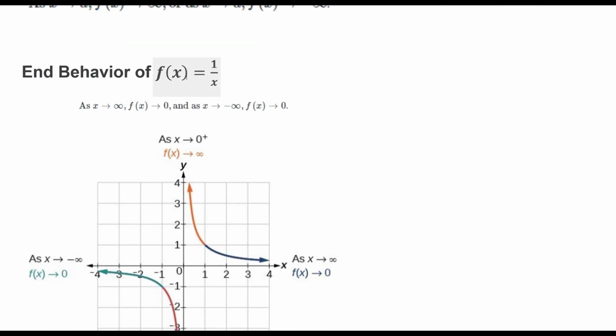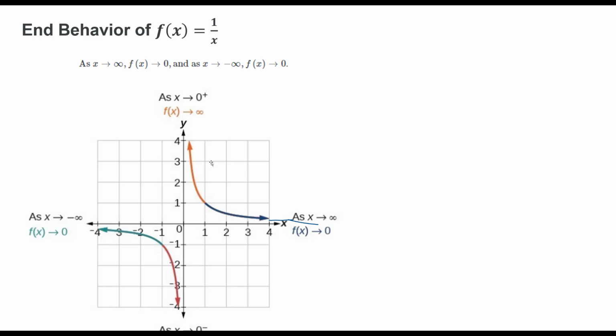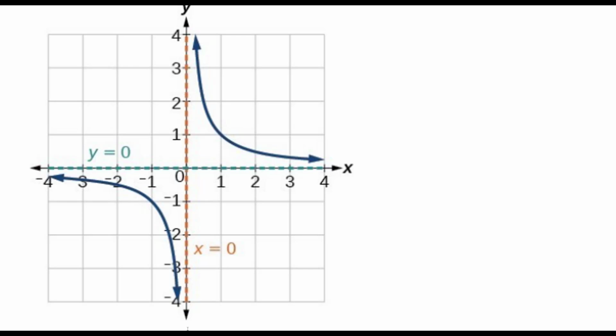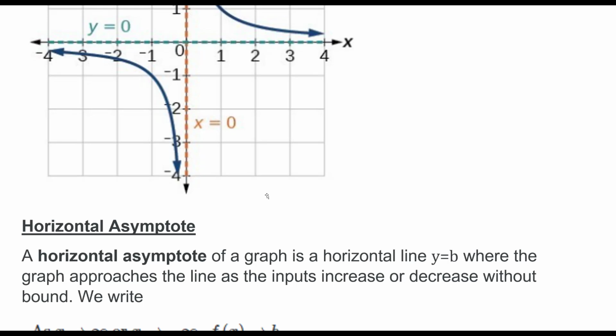In the behavior of f of x equals 1 over x, as x goes to infinity, f of x goes to 0. As x gets really big, it's 1 over x, so it's getting closer and closer to 0. And as x goes to negative infinity, it's still approaching 0, but from underneath. So we have the vertical asymptote at x equals 0. We also have a horizontal asymptote because both of these lines are approaching this horizontal line, y equals 0.